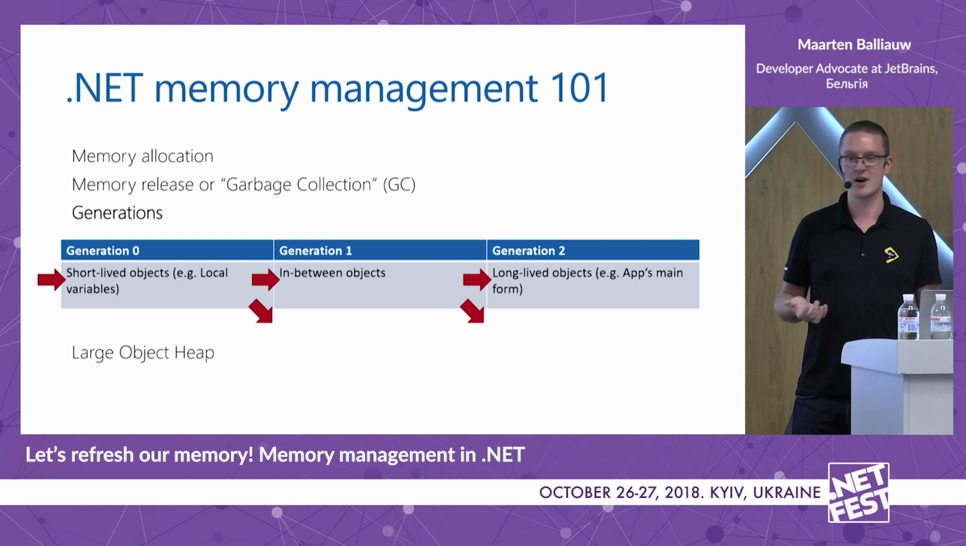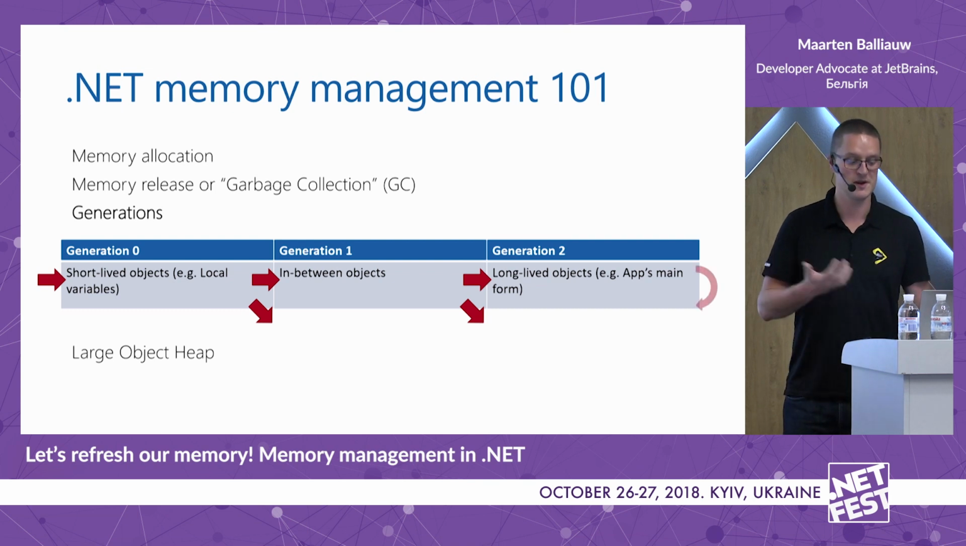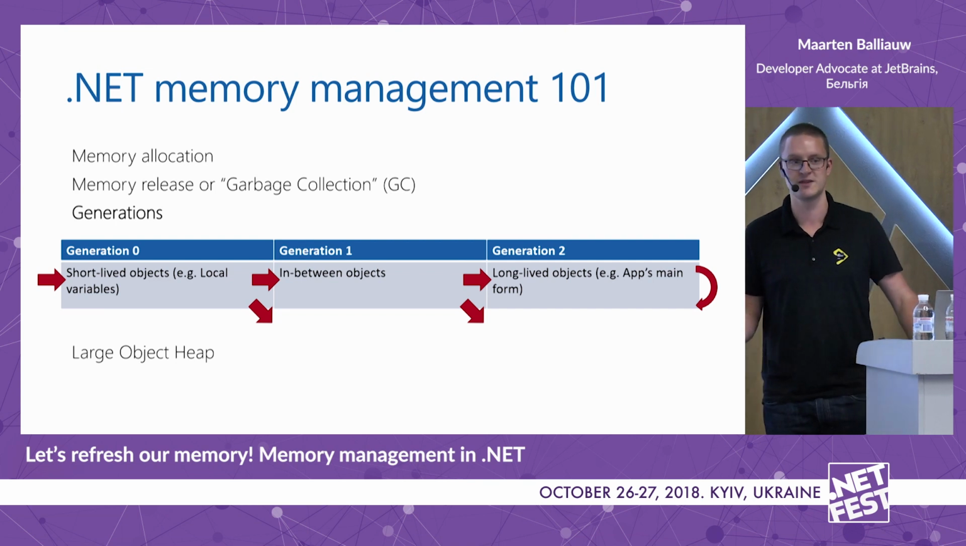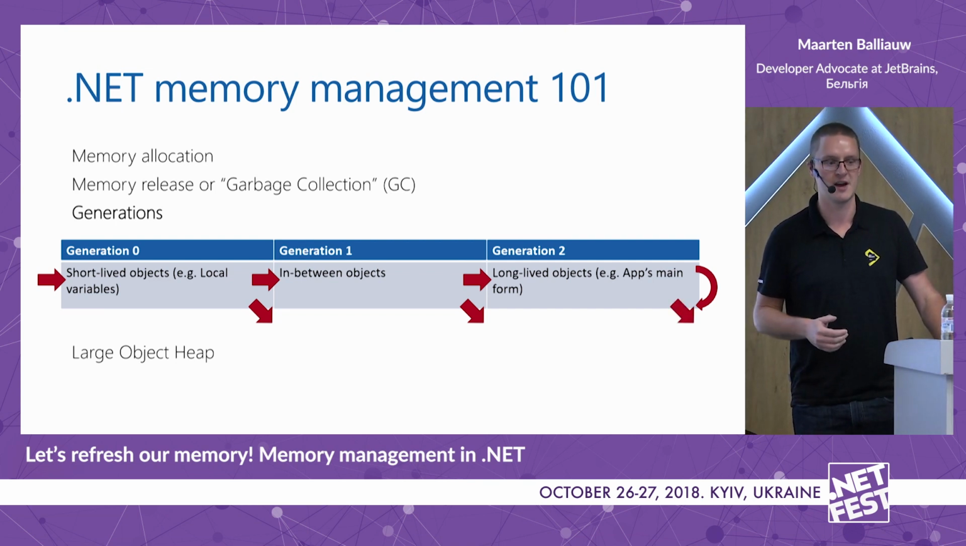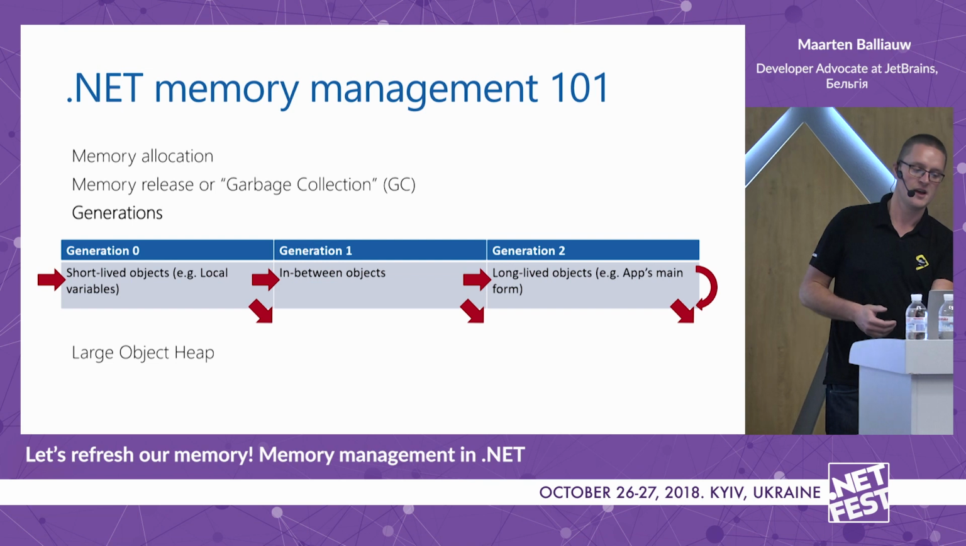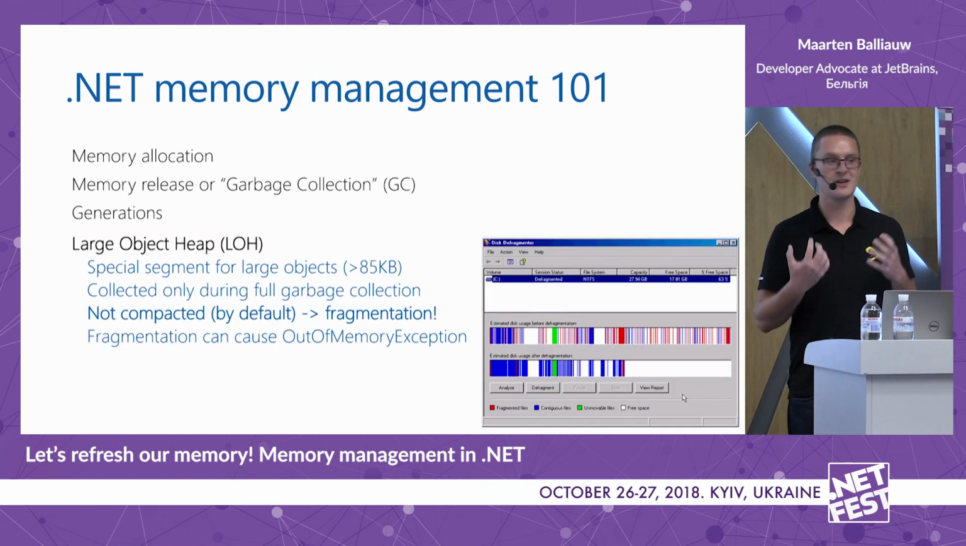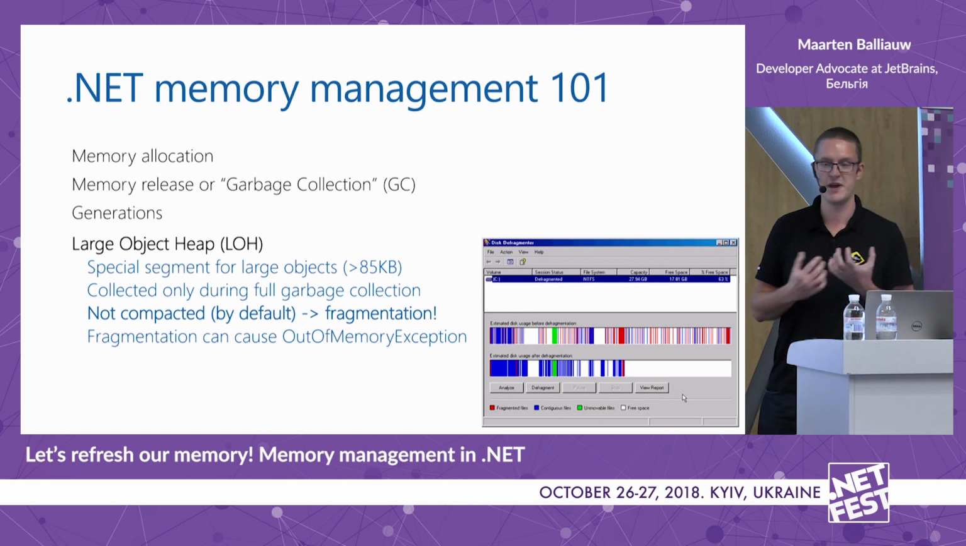Same thing happens when the garbage collector runs on generation 2. If it's still in use, it will just stay in generation 2. If no longer in use, the memory will be reclaimed and made available again. There's actually a fourth generation, and that fourth generation is called the large object heap. This is where big objects go.